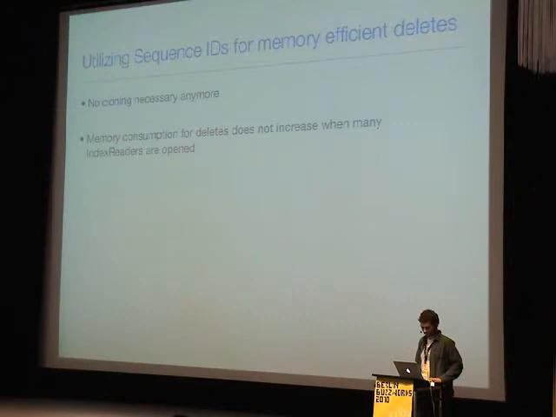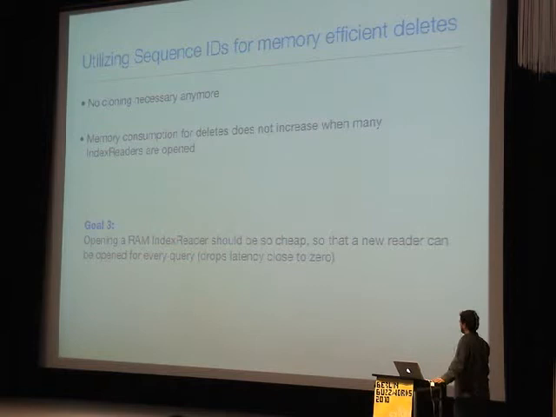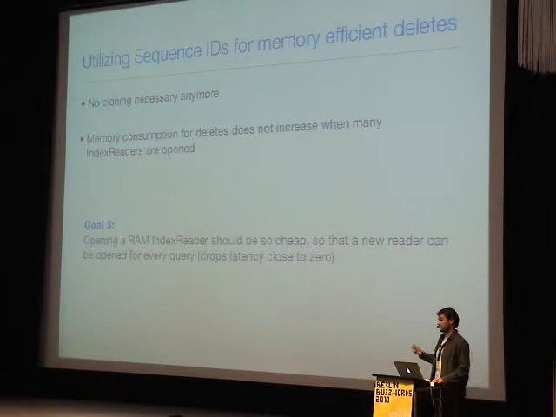So yeah, no cloning is necessary, as I mentioned already. And no matter how many index readers you open, they can all share the same array, and you don't have to worry about the memory here. And this is for goal 3, right, where we said that opening an index reader should be so cheap that you can, for every query, basically open it. So basically now, in our prototype, the costs are almost zero to open an index reader, which is really nice.